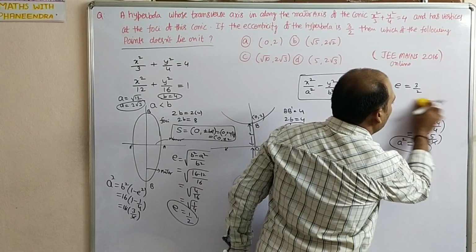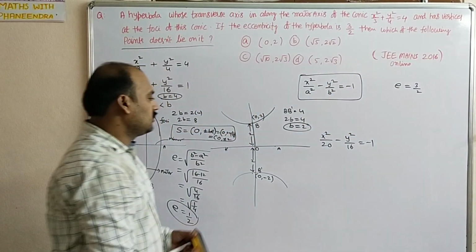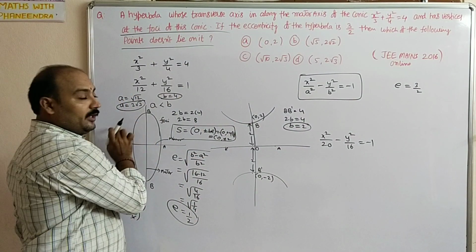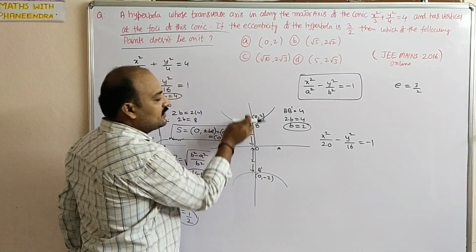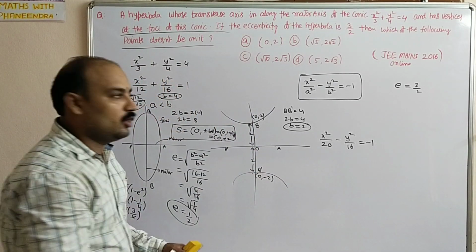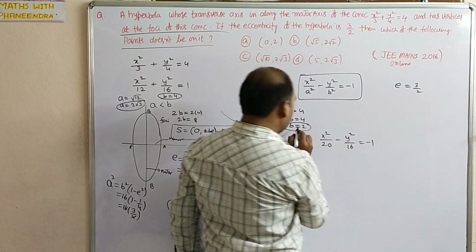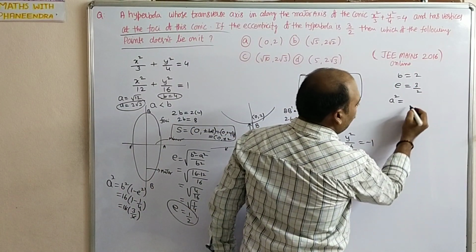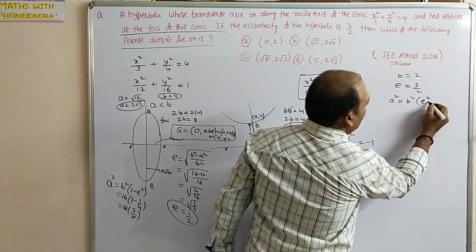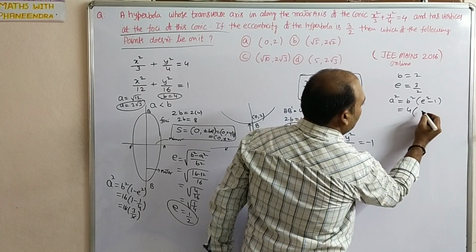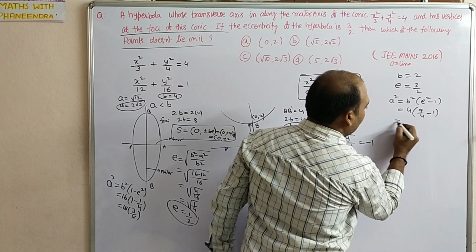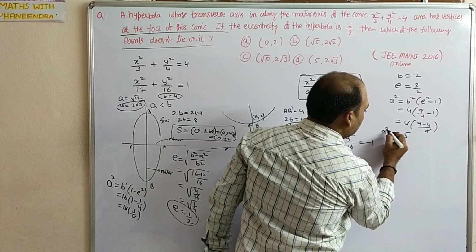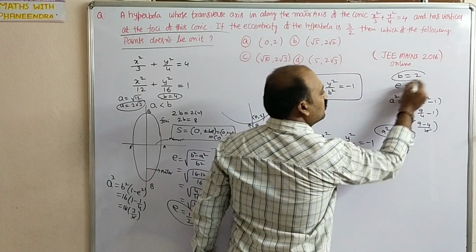Now we can calculate the value of a square. So this is the information we forgot: the foci of the conic, the ellipse, are the vertices of the required hyperbola. Dear students, you have to remember. So b is equal to 2, e is equal to 3 by 2. So a square equals b square into e square minus 1. So b square value 4 into e square 9 by 4 minus 1. So 4 into 9 minus 4 by 4. 4 gets cancelled. a square is equal to 5.